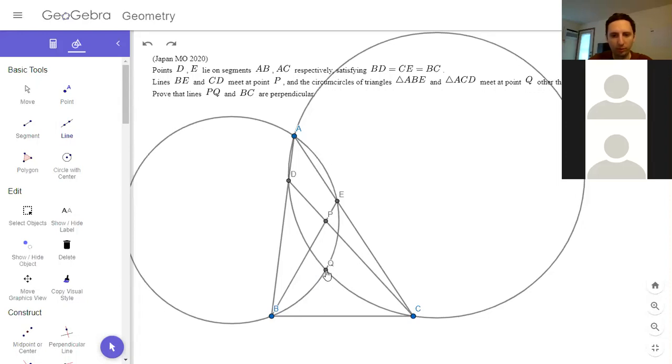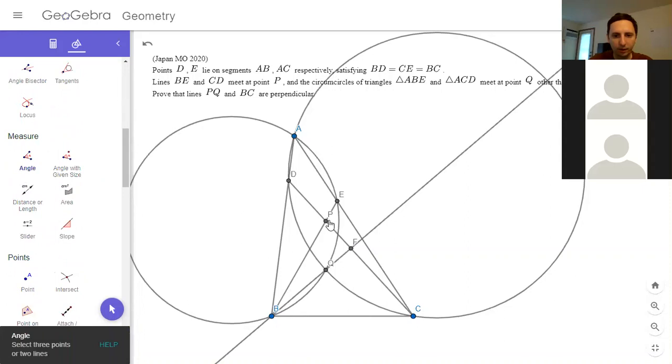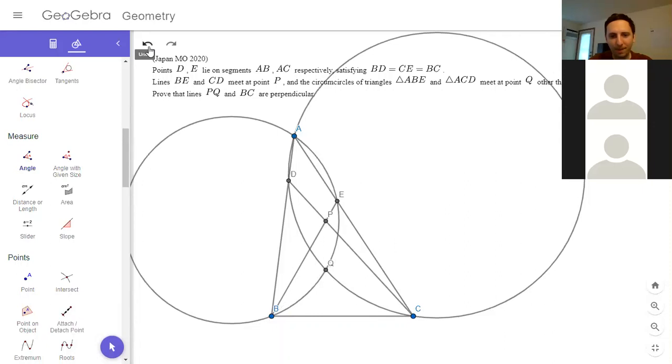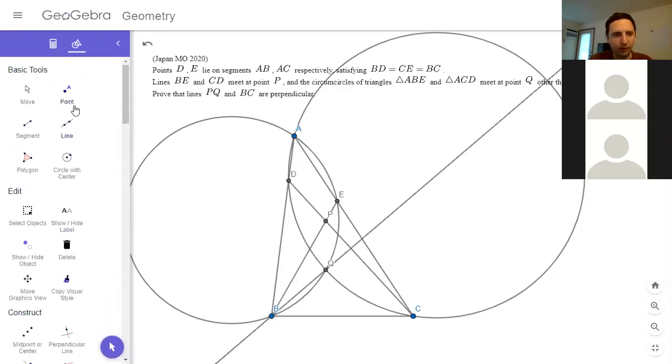I wonder, is Q the orthocenter of BPC? Huh. I think maybe Q is the orthocenter. That would mean F would be the midpoint of CD. Let me check that. I think it really might be that simple. So basically, I think we can show Q is the orthocenter of BPC. Just trying to figure out how.